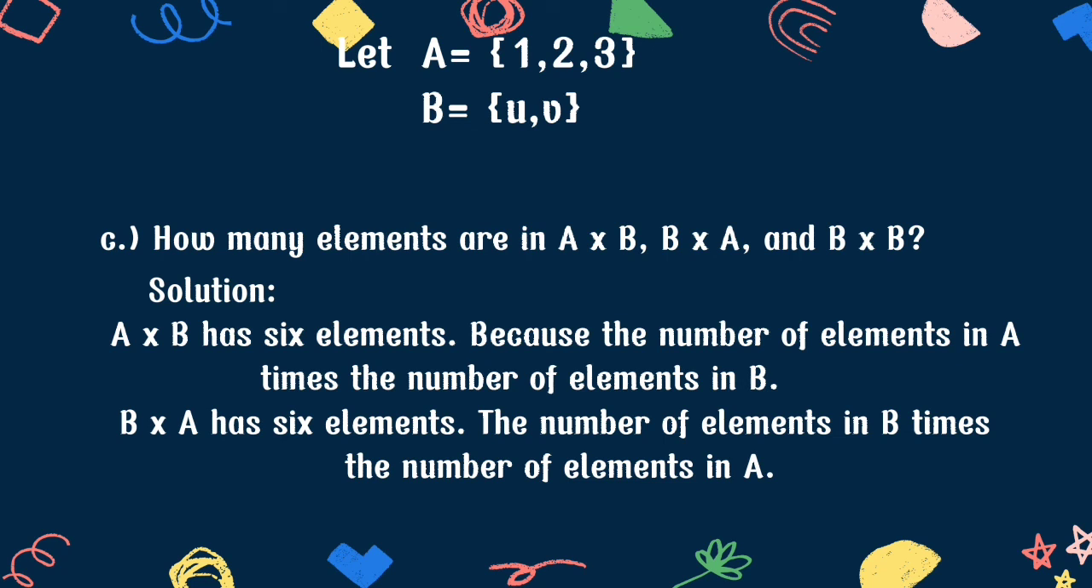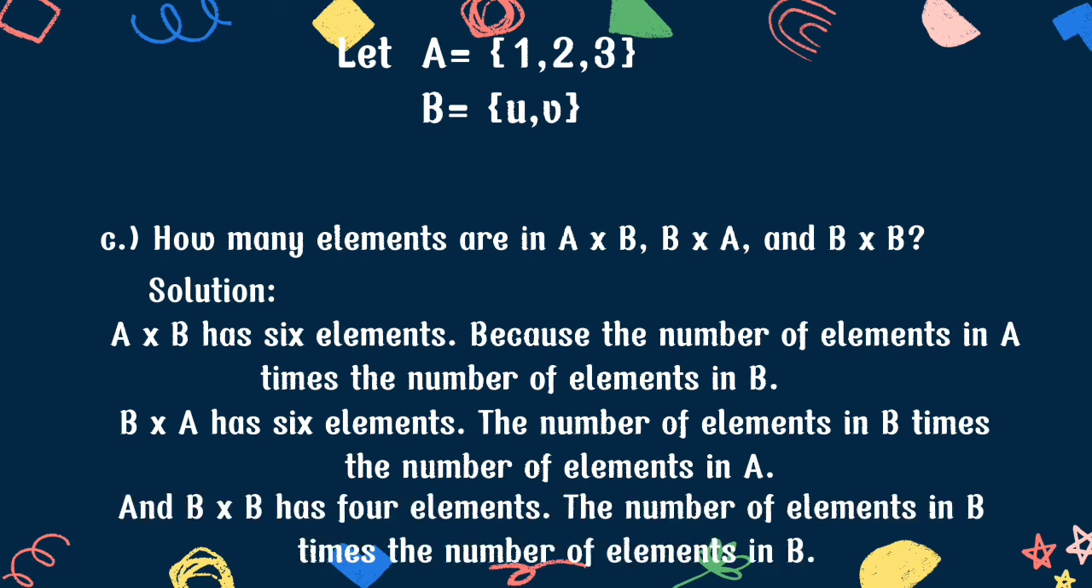Katulad din sa nauna, B cross A has 6 elements. The number of elements in B which is 2 times the number of elements in A which is 3. So, 2 times 3 is equal to 6. That's why B cross A has 6 elements. And lastly, B cross B has 4 elements. The number of elements in B times the number of elements in B, which is B has 2 elements. So, 2 times 2 is equal to 4.